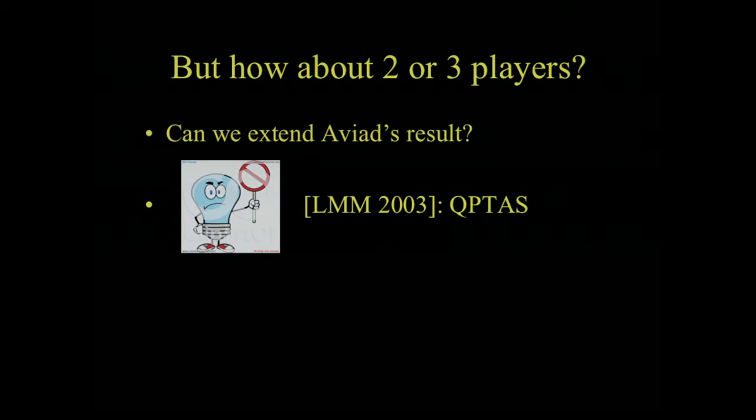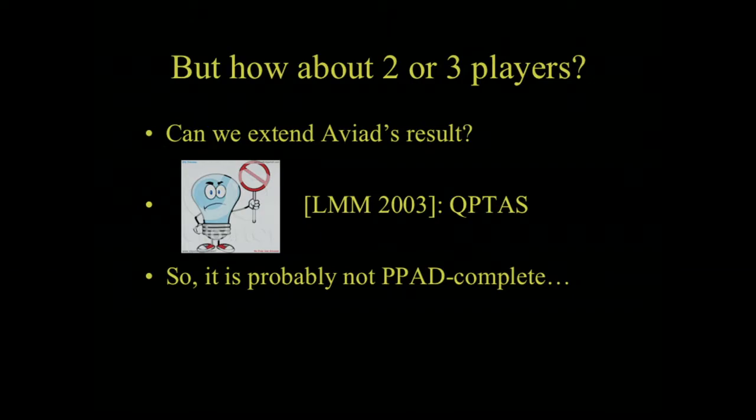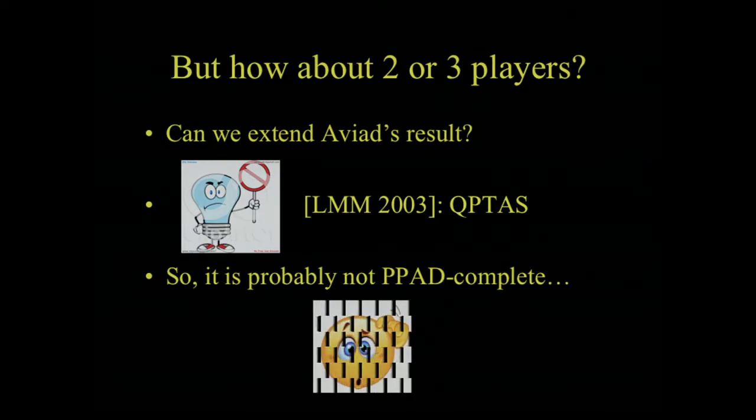And the question is, we can't, because we know from 12 years ago, Lipton, Markakis and Mehta proved that there is a quasi-polynomial time approximation scheme. So if you prove that two or three, a finite number of players, is a PPAD-hard problem, this means that all of PPAD has a quasi-polynomial time algorithm, which we don't believe. So it seems that we are stuck. And at that point, what do you do?